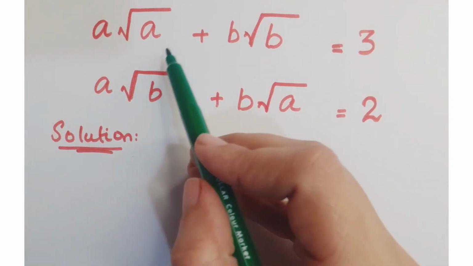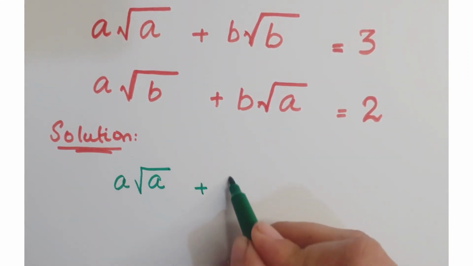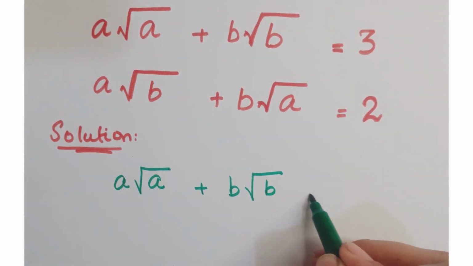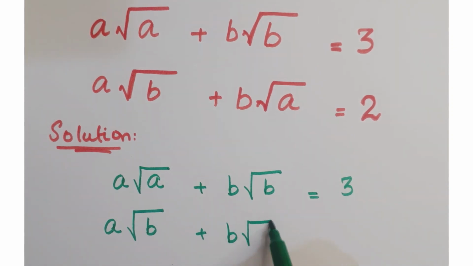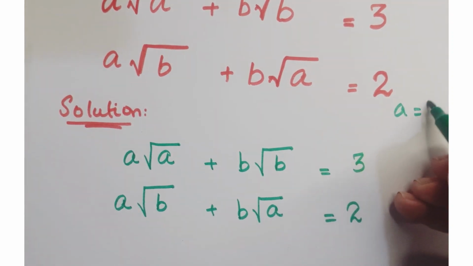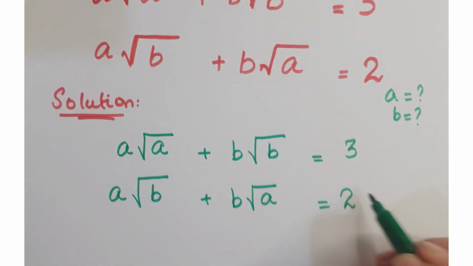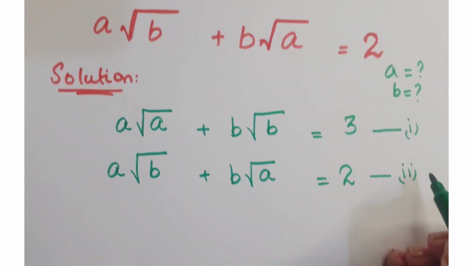Hi guys, look at this question. The question is: a√a + b√b = 3, and the second equation is a√b + b√a = 2, and we have to find the values of a and b. Just call this equation number 1 and this equation number 2.